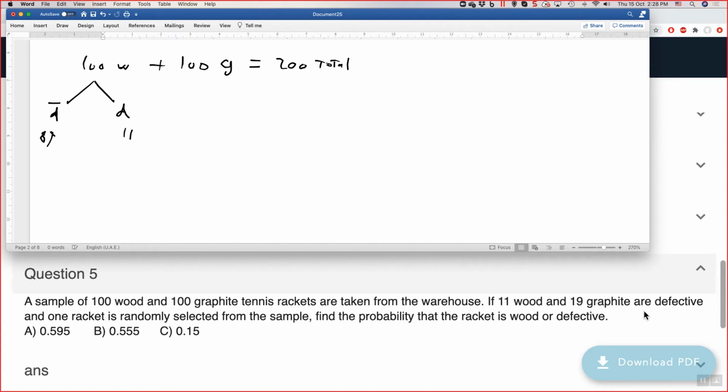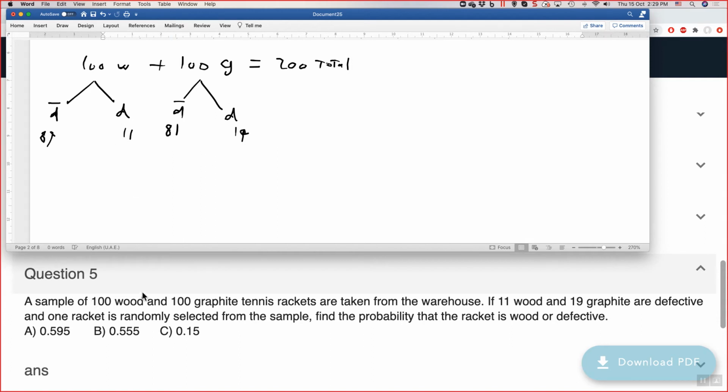And I said 19 graffiti are defective. So of the 100 graffiti, some of them are defective, which are 19. And some of them are not defective, which are the remaining from 100. So 100 minus 19 will give you 81. Clear now? So now we have a pretty good picture about the total number of rackets, how many graffiti, how many wood, how many defective, how many not defective, and everything.